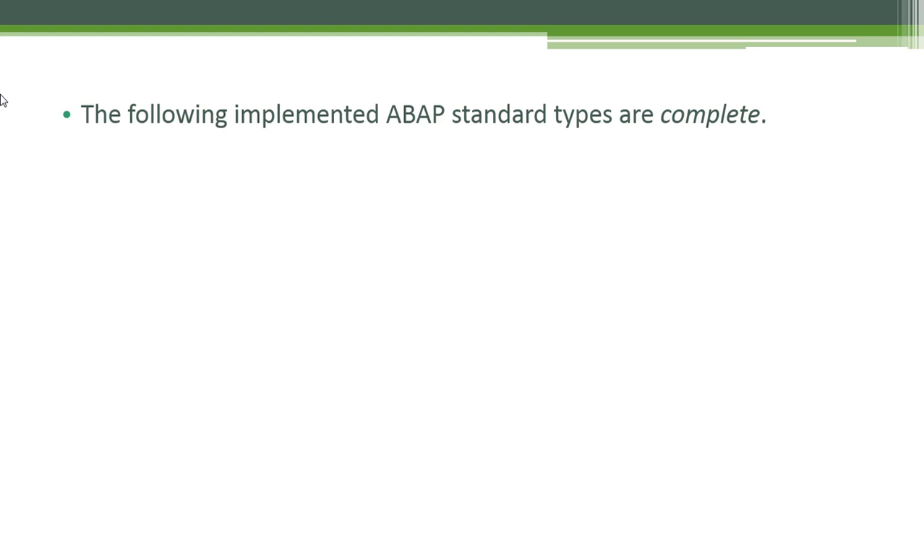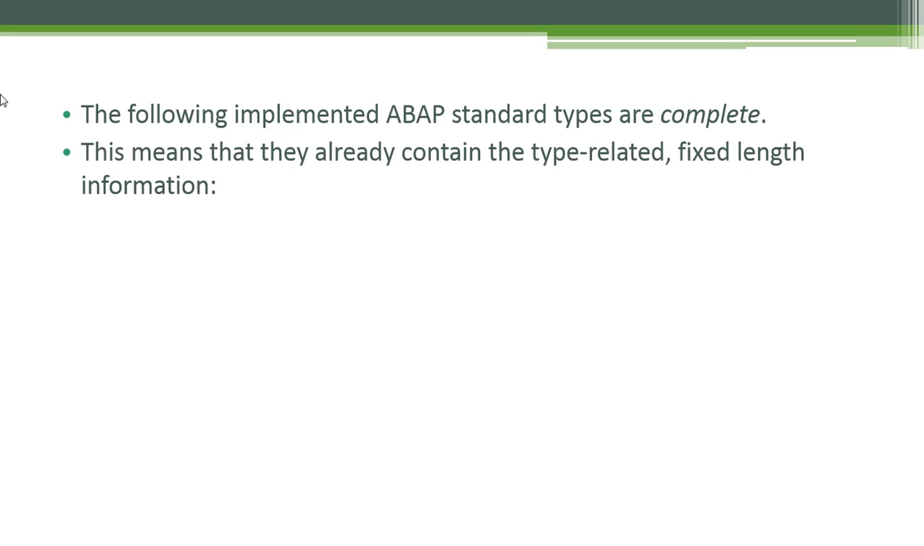Let's talk about the complete types. The following implemented ABAP standard types are complete. This means that they already contain the type-related fixed length information. You don't have to define the length for the complete types. Complete ABAP standard types. Let's take a look at some complete types.